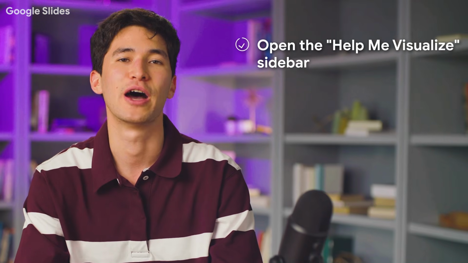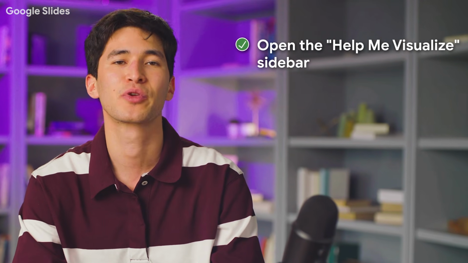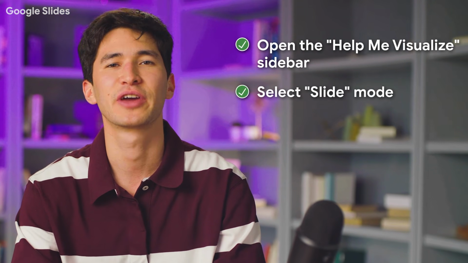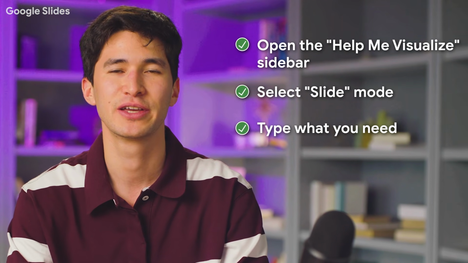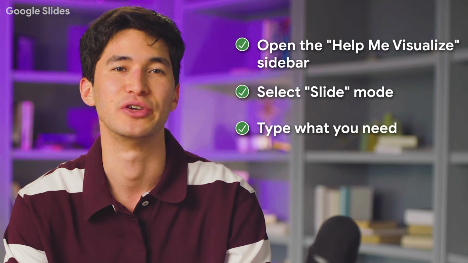Finally, let's take a look at the blank slide panic. You need a stunning cover slide. Don't waste an hour searching for stock photos. Open the Help Me Visualize sidebar, select slide mode, and type what you need. It will understand the contents of your deck and make sure to reflect the style of it.